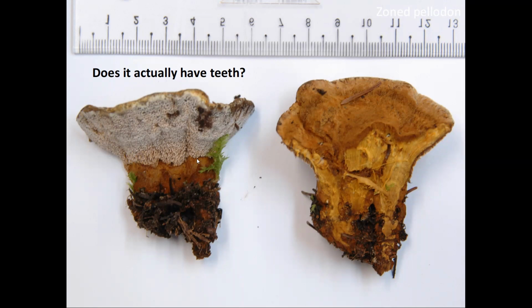Another one that's very commonly mistaken for a tooth fungus is Phaeolus schweinitzii, the dyer's polypore. It grows very commonly. It's a rotter of Douglas fir trees. It causes a lot of timber loss. So it's very common, so people find it a lot, and particularly if they're looking for toothy fungi, they think that's it.